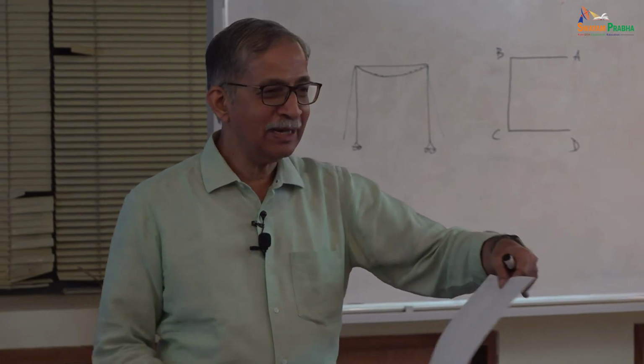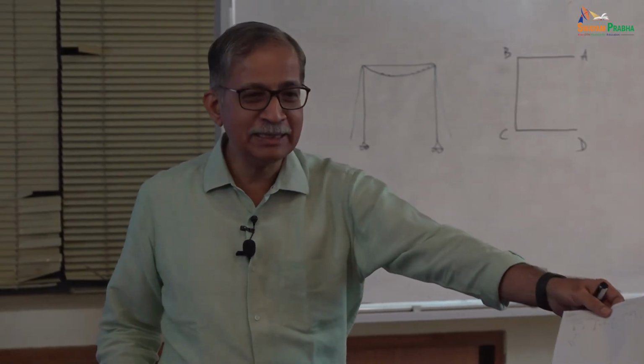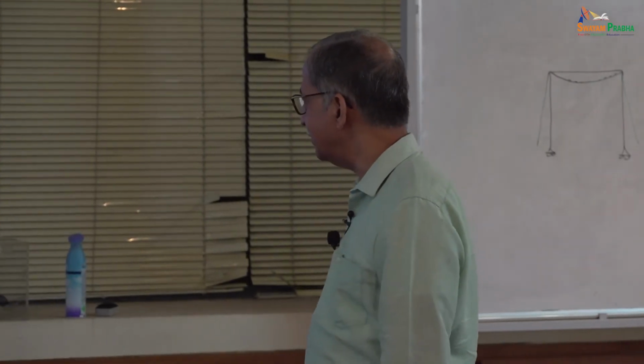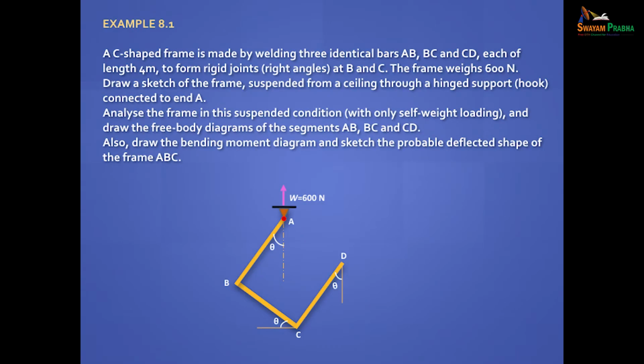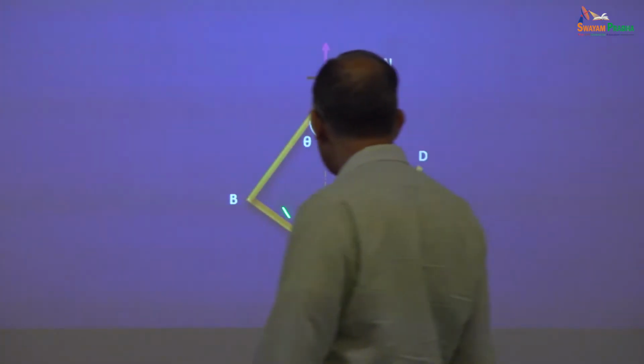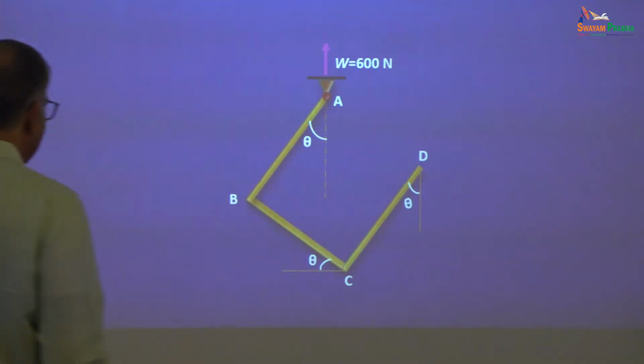No, but I want the values. More or less he did it. Okay, let's save time. This is what you do. If you hang it from A, it will look like this. But how to get it? Now, look at this angle. Whatever angle this makes is theta, because these are 90 degrees, there will be theta here and here.